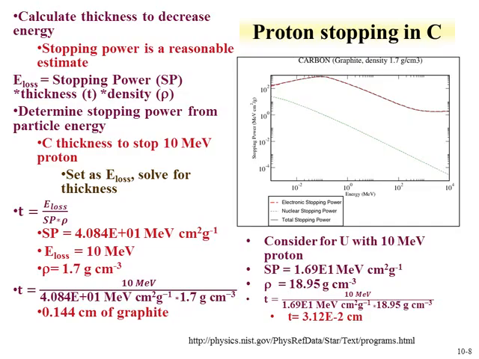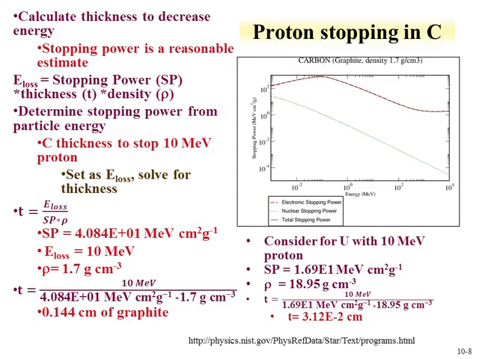If I go to this program, I can see a graph that'll give me information on stopping power versus energy. I can actually get the table out. I can request that the energy for 10 MeV is explicitly presented. And from there, I get the stopping power for 10 MeV protons in carbon is 4 times 10 to the first MeV centimeters squared per gram.